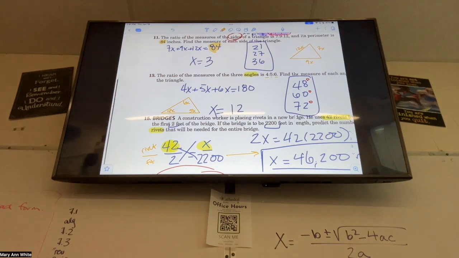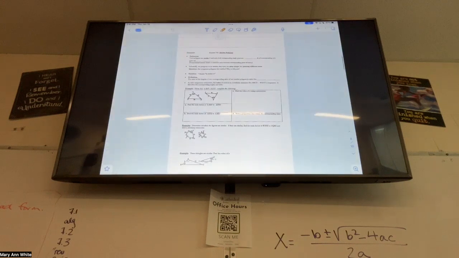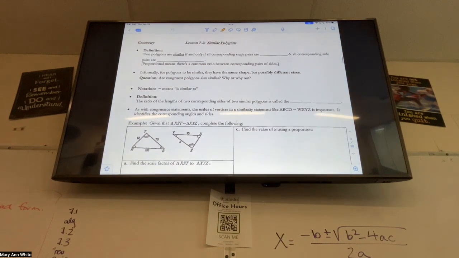You guys good? Okay. We are doing 7.2 today. We're talking about similar shapes, similar polygons. Back row, you guys good? Yeah.